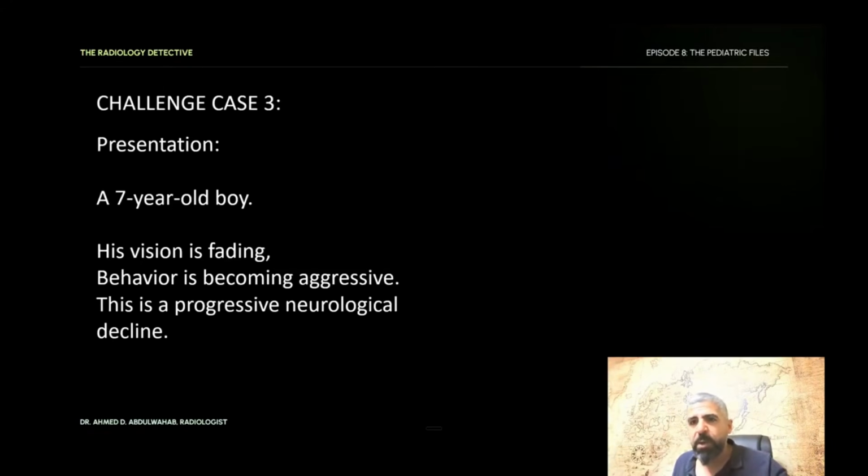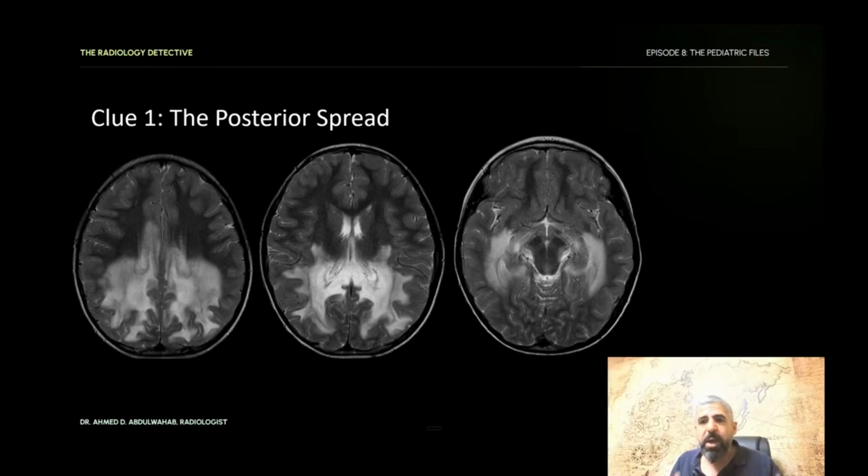Clue 1, it's called the posterior spread. Look at this T2 weighted image. The white matter in the back, the parieto-occipital region, is glowing. It spreads across the splenium of the corpus callosum to involve both cerebral hemispheres, like symmetric butterfly wings.